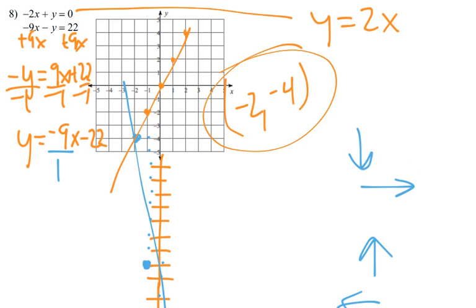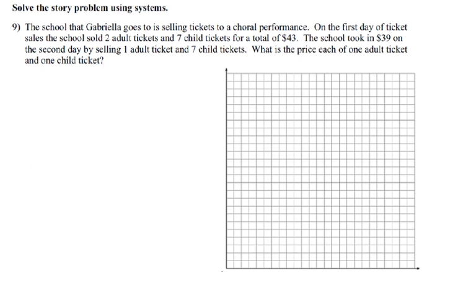But, as you can see, graphing may not have been the best one there. Elimination seemed to be perfect for that one. Alright, so we're done with those types. Now let's take a look at a story problem.